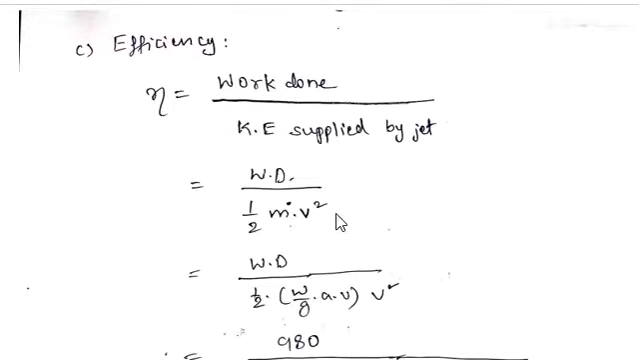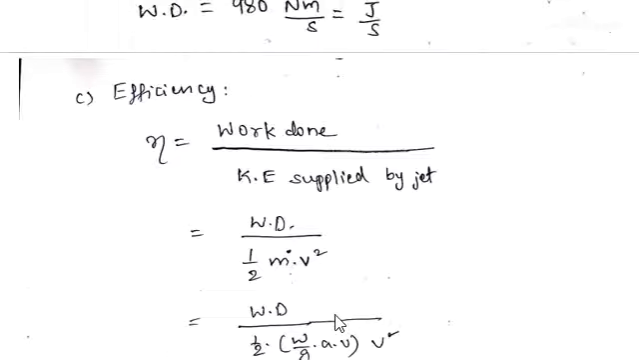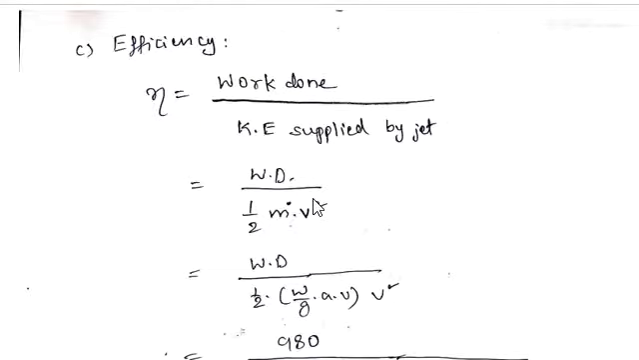Clear. So you don't take relative velocity, even though it is the second case. The input of the jet means the kinetic energy of the jet when it is coming out of the pipe or nozzle, so that is what you have to consider. So don't take relative velocity here. Just by taking the velocity of the jet, you substitute the mass flow rate, so you write w by g into a into v, and v square is as it is.